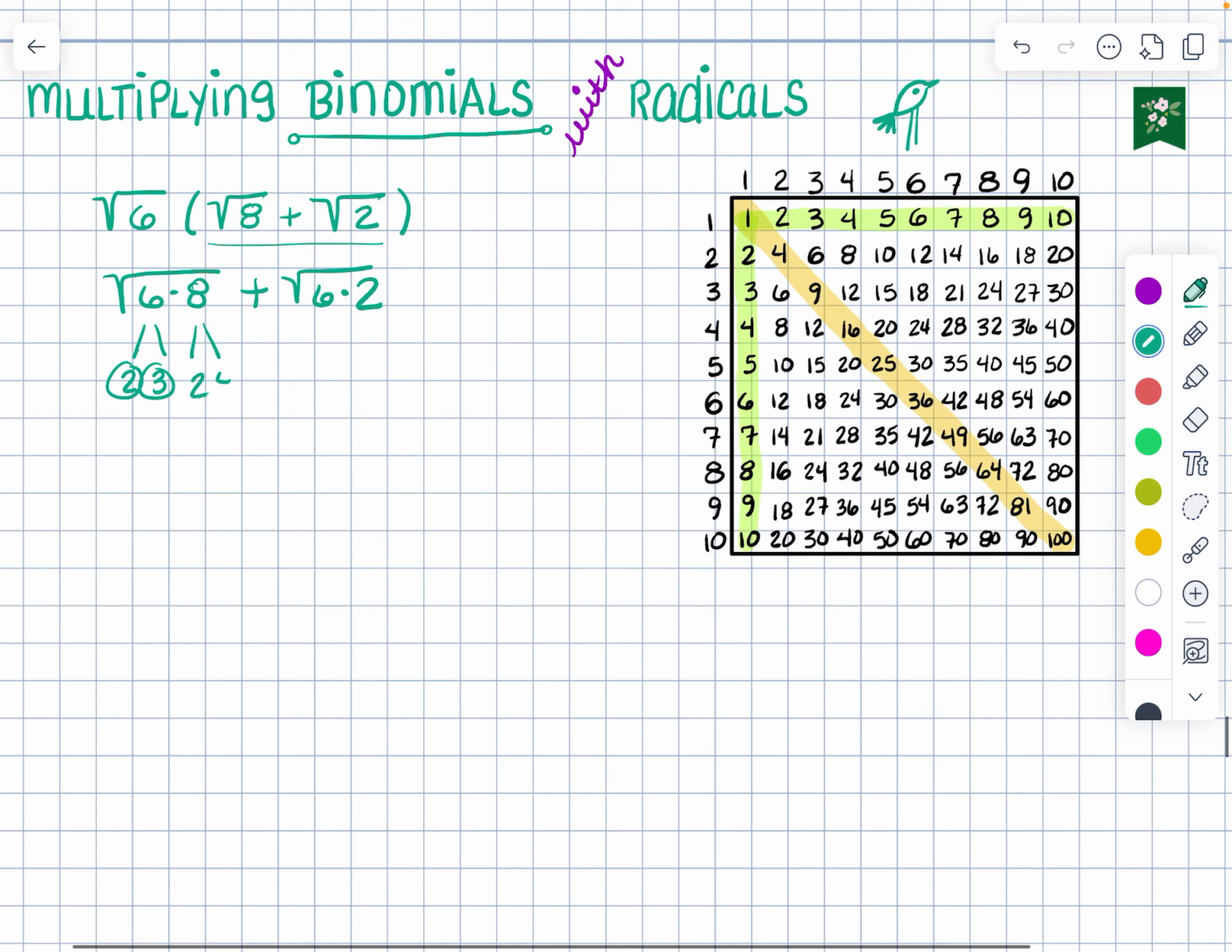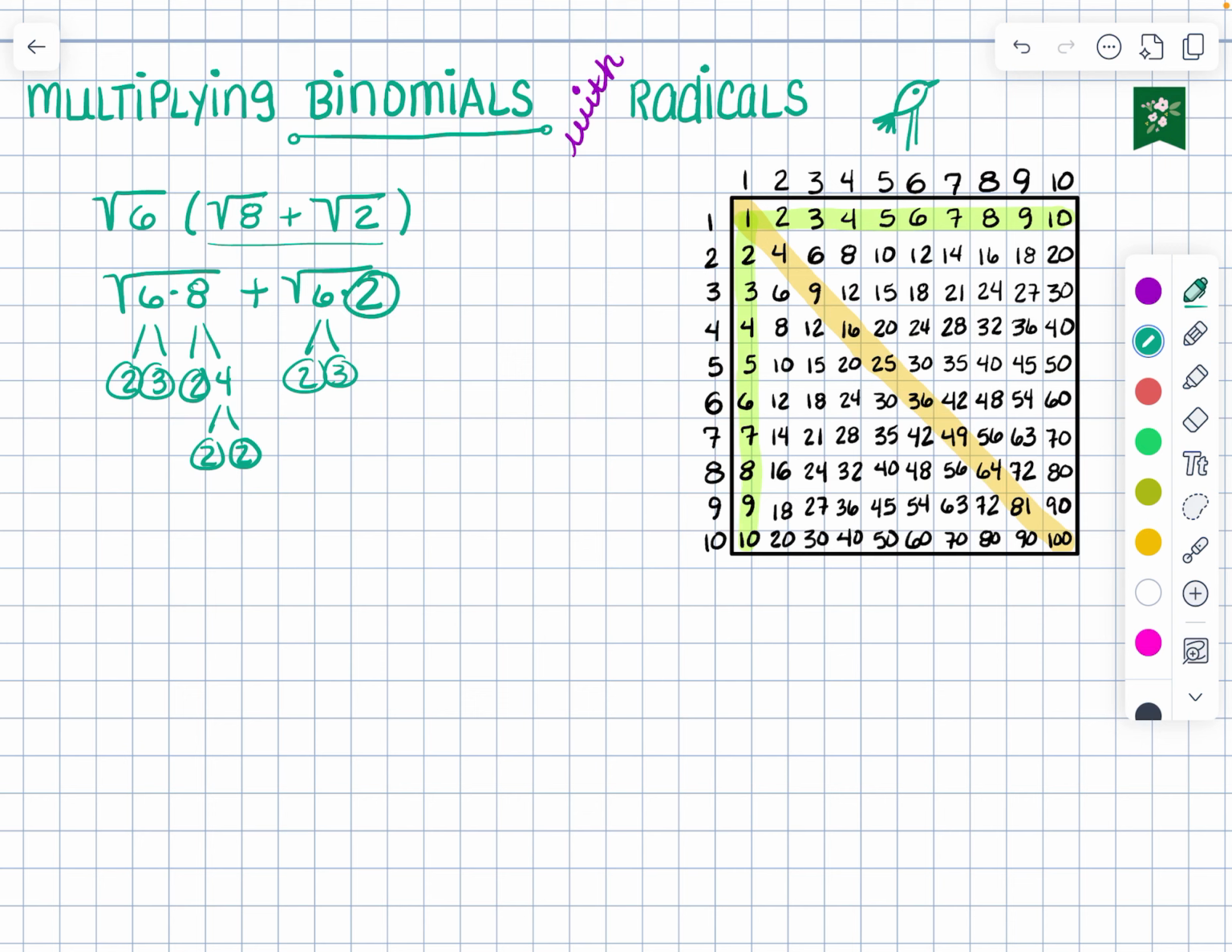8 is 2 times 4. 4 is 2 times 2. And now I've got all my factors for those. 6 again is 2 times 3. And then we've just got a 2, so I'm just going to circle that for the primes.